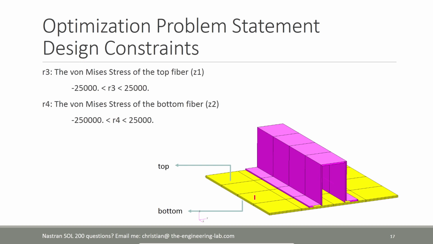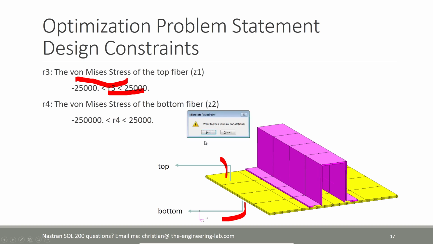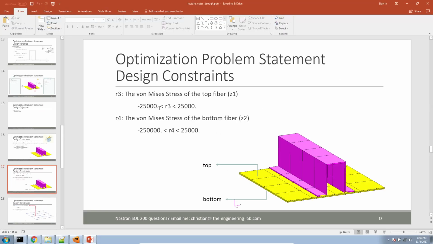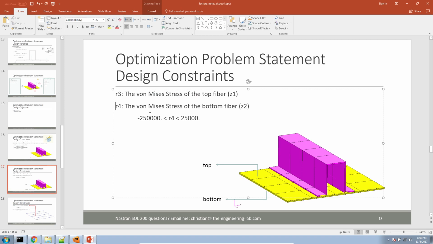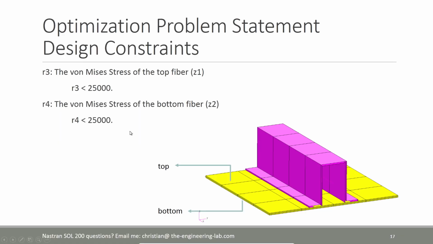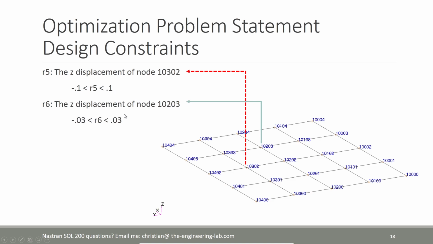Also, for the plate, we want to make sure that the von Mises stress for both the top and the bottom here is always within this range. And here I should make a correction. Von Mises stress will always be positive, so there's really no need to specify a lower bound. So here, let's go ahead and make these positive 25,000.